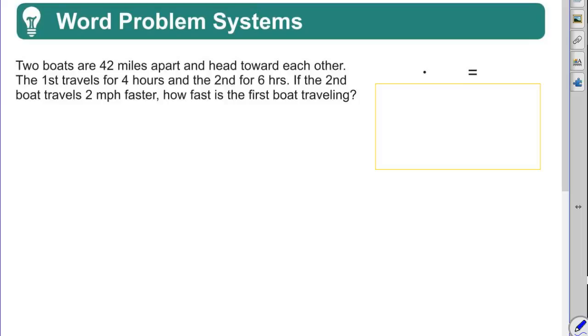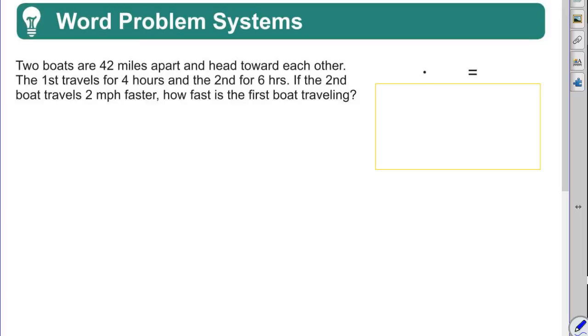All right, so you found the quick review, and this is a word problem, so I'm going to try to do it quickly. But it's a system, right? You got two boats are 42 miles apart, headed toward each other. First travels for 4 hours, the second for 6. If the second boat travels 2 miles an hour faster, how fast is the first boat traveling? All right, your head's probably spinning, but that's okay.